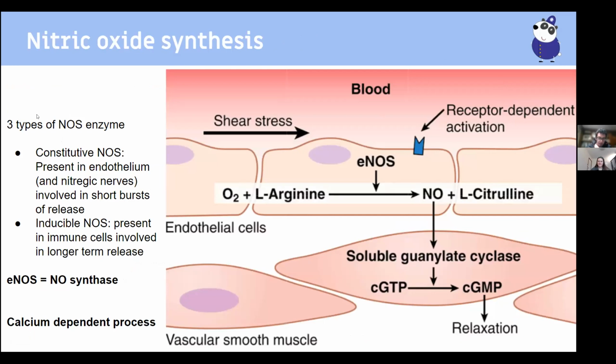Do know that there are three types of NOS enzymes. The enzyme you need to know is the eNOS enzyme, which is present in the endothelium, and it's involved in the synthesis of nitric oxide. So L-arginine is converted to nitric oxide and citrulline. The nitric oxide then diffuses across into the vascular smooth muscle and triggers relaxation. This is a calcium-dependent process.